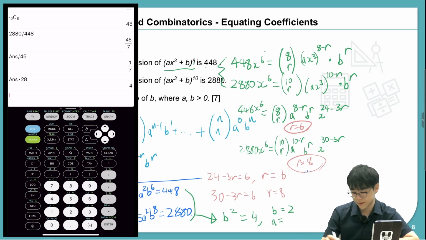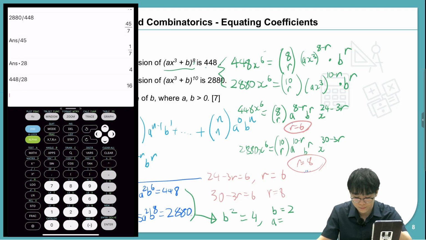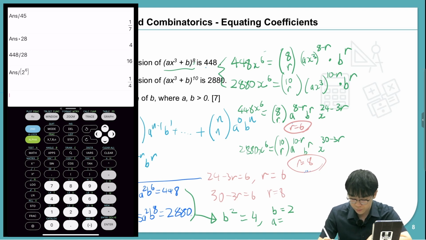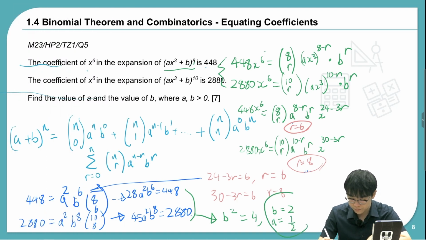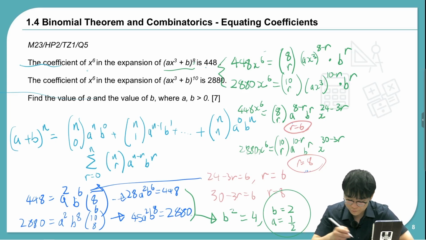And a, since it's positive, is going to be, let's do 448 divided by 28, and then we want to divide by b to the power of 6. So we want to divide by 2 to the power of 6. So a squared is going to be 1 over 4. So a would have to be 1 over 2. Okay, so if you solve for all of that, it should give you a is 1/2, b is 2. So you can choose your own method of solving for these, or bring in your calculator, but it all starts from these two relationships.